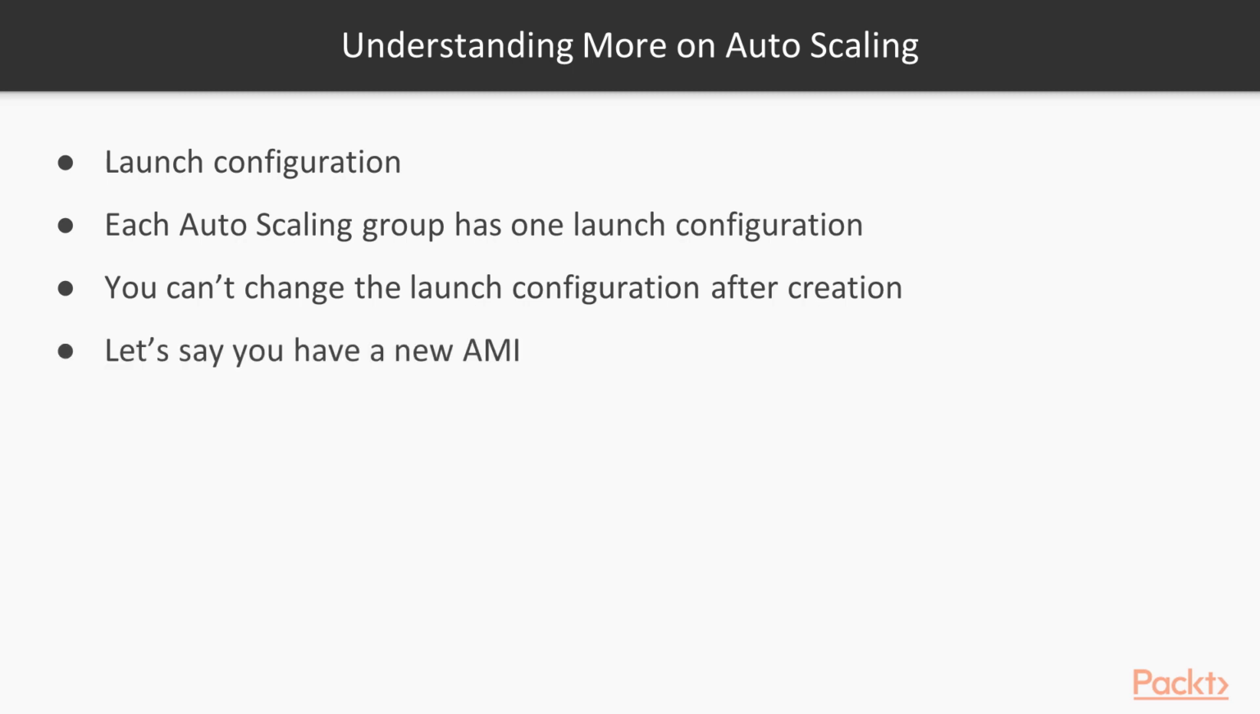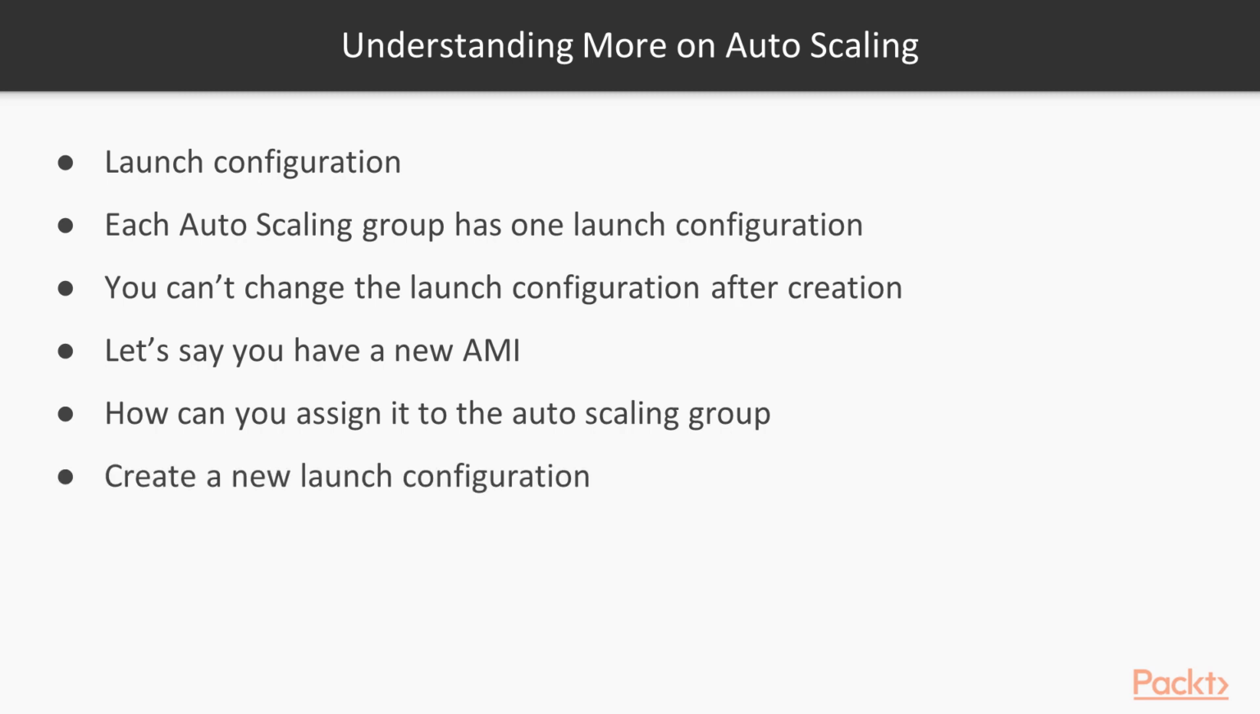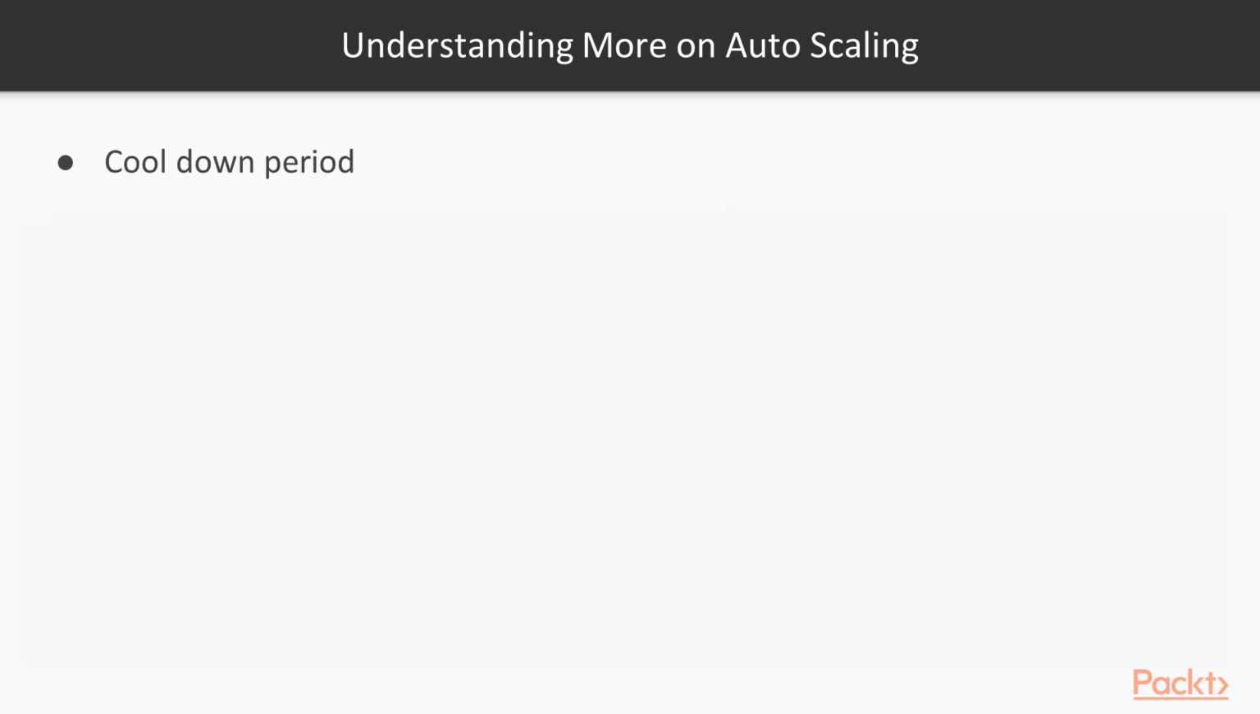So let's say that you have a new AMI. Remember, in the launch configuration, you specify the AMI. So let's say you already have a launch configuration in place and an autoscaling group in place, but now you want that autoscaling group to create instances based on a new AMI. How can you assign it to the autoscaling group? The way to go about this is to create a new launch configuration and then assign it to the autoscaling group.